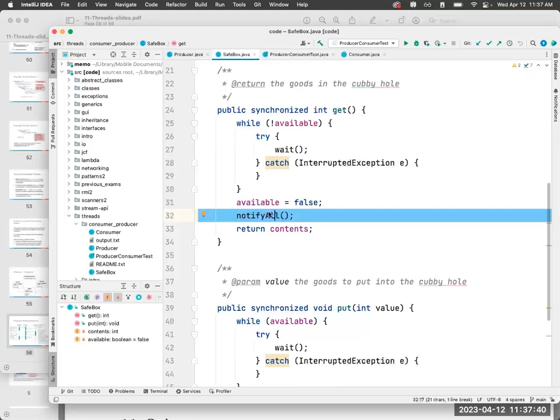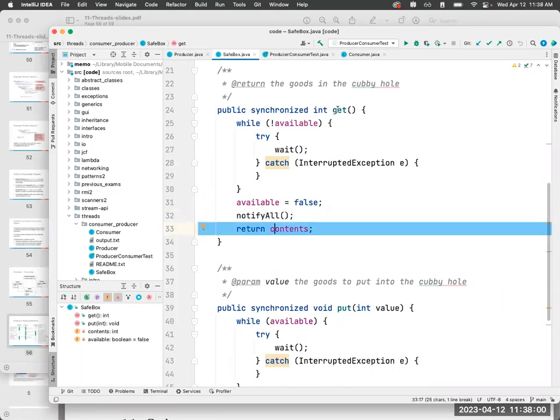So because of that, I want to notify all. Notice again, you are notifying all threads, producers and consumers. But the producers would be able to move on. Actually, one of them would be able to move on, right? While all the consumers would not be able to move on. Okay. So then you just return the value that you got, right?